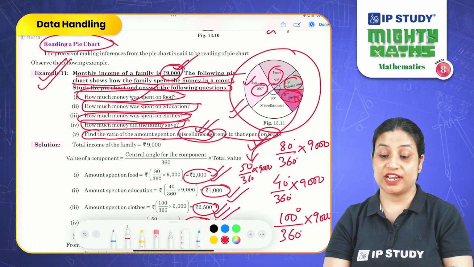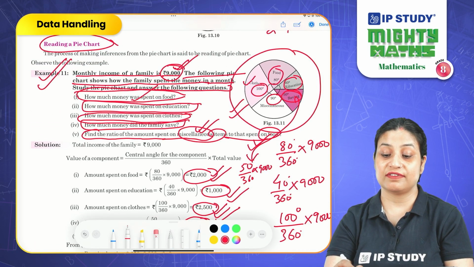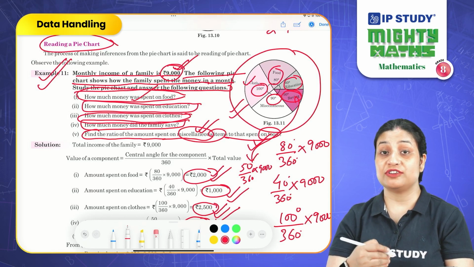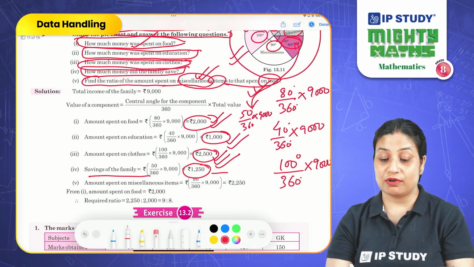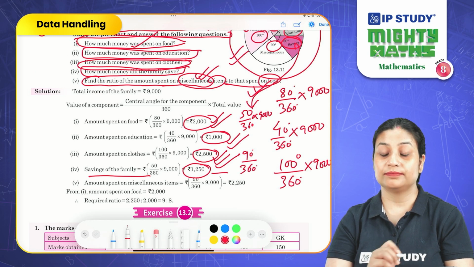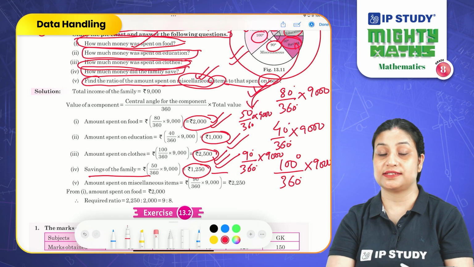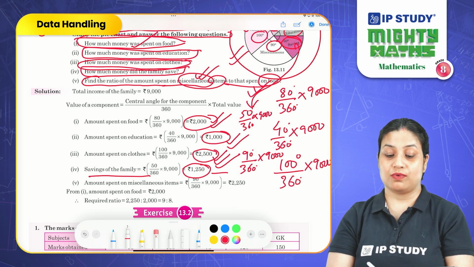So let's check this pie chart again, and it is given 90 degrees. So first of all, we have to find out how much money is spent on miscellaneous items. For that, what we will do, we will divide 90 degree by 360 degree and multiply it with 9,000 rupees. When you do so, you will get how much money is spent?